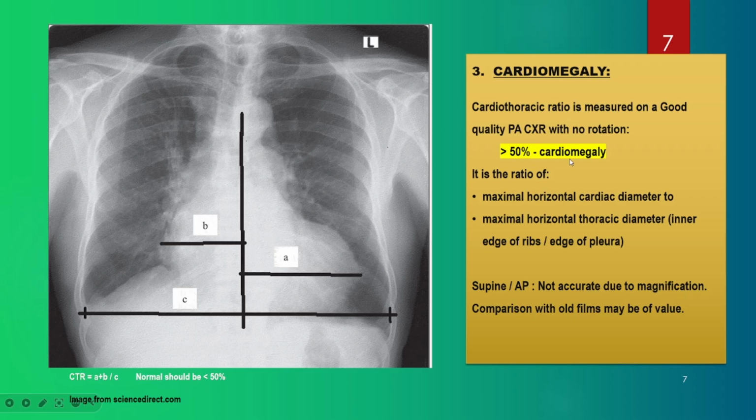If it is more than 50%, it is considered as cardiomegaly. But this is not accurate in supine AP films because of the magnification of the heart shadow. So if you only have supine AP images, it is better to compare with the old films. Therefore, you may be able to appreciate if there is a significant increase in size compared to the old films.